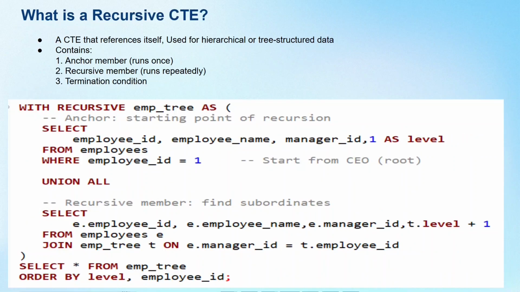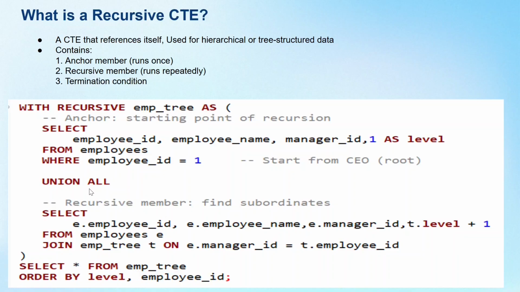Now we move on to recursive CTE to get the answers for our third question, which is the immediate subordinates for each manager. So a recursive CTE is one that references itself and is used for hierarchical or tree structured data. As you see here, the syntax for a recursive CTE contains an anchor member which runs only once, a recursive member which runs repeatedly, and a termination condition.